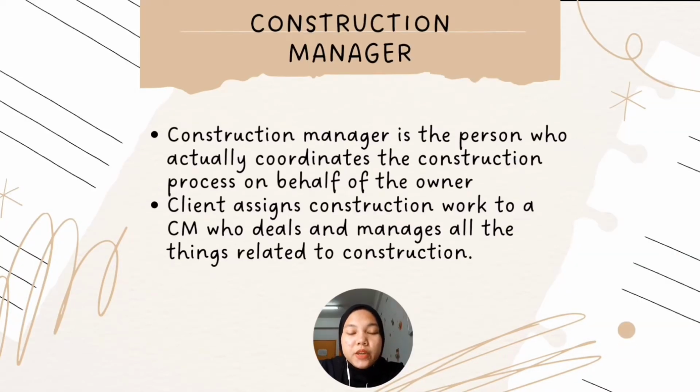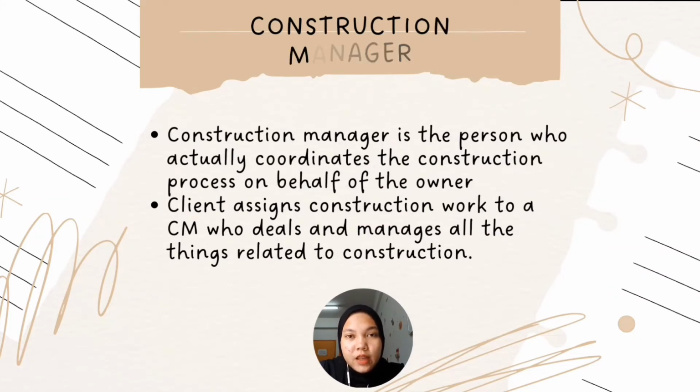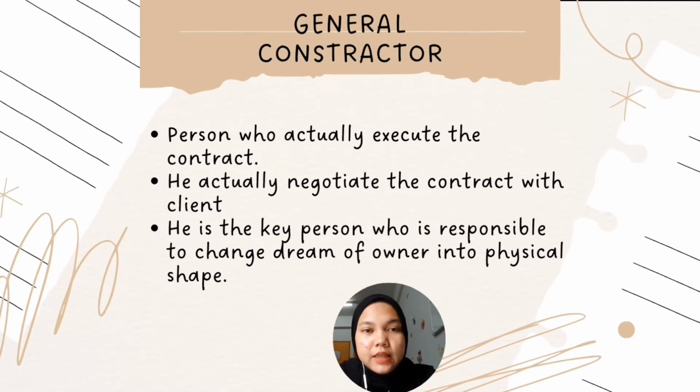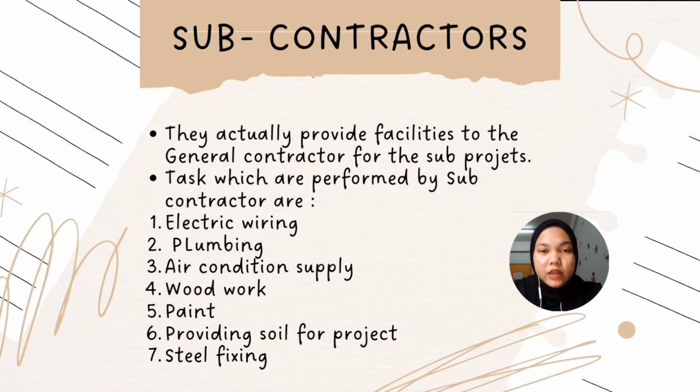Secondly is construction manager. The construction manager is a person who actually coordinates the construction process on behalf of the owner. Construction manager is not common in some countries. Thirdly is general contractor. The general contractor is a person who actually executes the contract. He actually negotiates the contract with the client. He is the key person who is responsible to change the dream of the owner into physical shape.